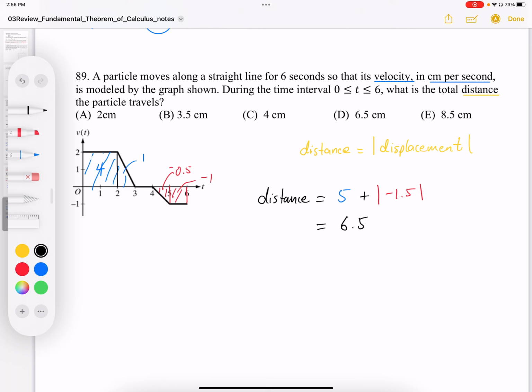In this case, it looks like it's in centimeters per second, so the units are centimeters. So the answer is D. It's important to recognize also that the displacement in this case would have been this value of 3.5. This value here indicates the displacement and not the distance. So it's important to recognize when we're being asked for distance versus displacement.